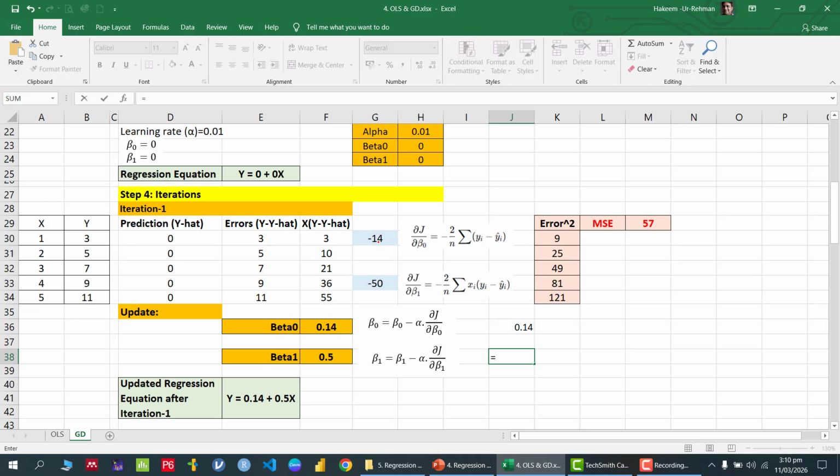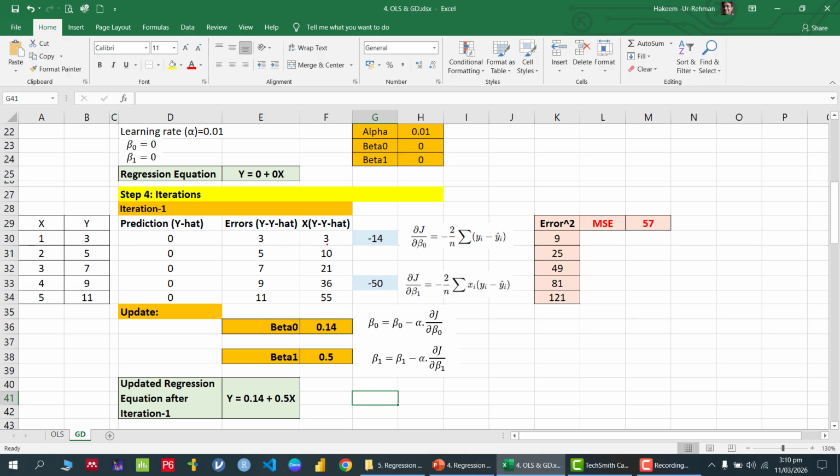Similarly, the new beta 1 is going to be the old beta 1 minus alpha multiplied by the gradient of beta 1, so this is minus 50, so we are getting positive 0.5. Okay, so based on that, we got the new regression line: y is equal to beta naught 0.14, and beta 1 is 0.5.